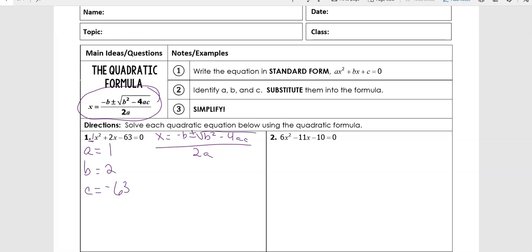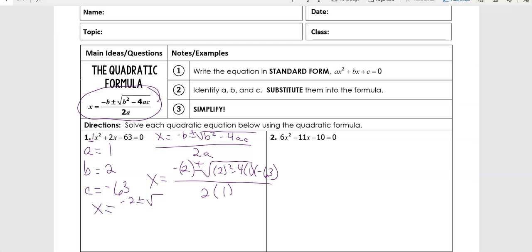All right, so let's go ahead and fill in the blanks. We have x equals the opposite of b, which is 2, plus or minus the square root of b squared minus 4ac. All of that is over 2a, and I wrote a instead of 1. All right, so now we're going to simplify. The opposite of 2 is negative 2 plus or minus the square root of 4, because 4 is 2 squared, minus 4ac, which is 4 times 1 times negative 63.